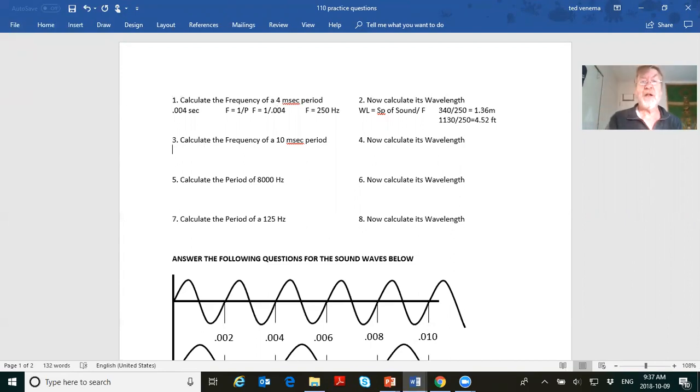Look at the next one, number 3. Calculate the frequency of a 10 millisecond period. By the same token, remember F is equal to 1 over P. What is 10 milliseconds? 0.010 second, 10 1/1000ths of a second. So if frequency is 1 over period, then frequency is equal to 1 divided by 0.010, and that would be equal to 100 hertz.